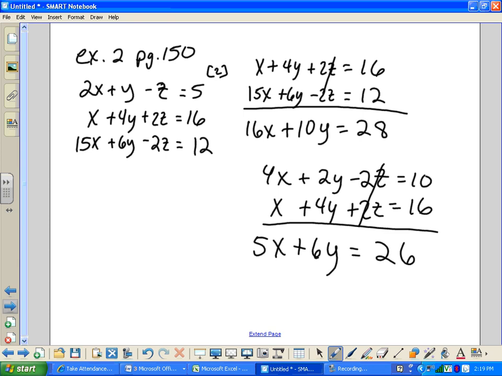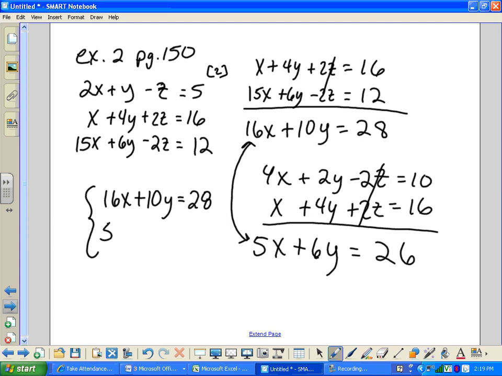So now I've successfully here taken the 3x3 and made it into a 2x2. All right, so there's my two equations for my 2x2 system. So let me write it down over here. So it's gone from a 3x3 to now a 2 by 2. So we'll recopy these. 16x plus 10y equals 28.